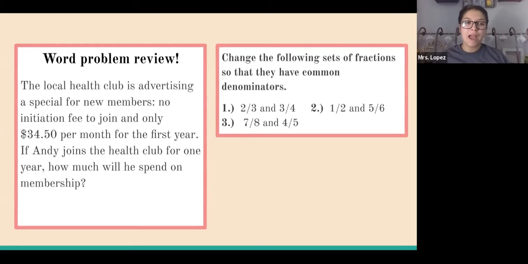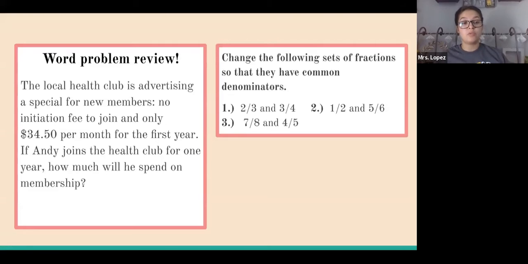Okay, welcome back. So the word problem review: the local health club is advertising a special for new members. There's no initiation fee to join, and it is only $34.50 per month for the first year. This is very important when you're reading this word problem. We want to know how many months are in a year, because it's $34.50 per month. So we know that in a year there are 12 months.